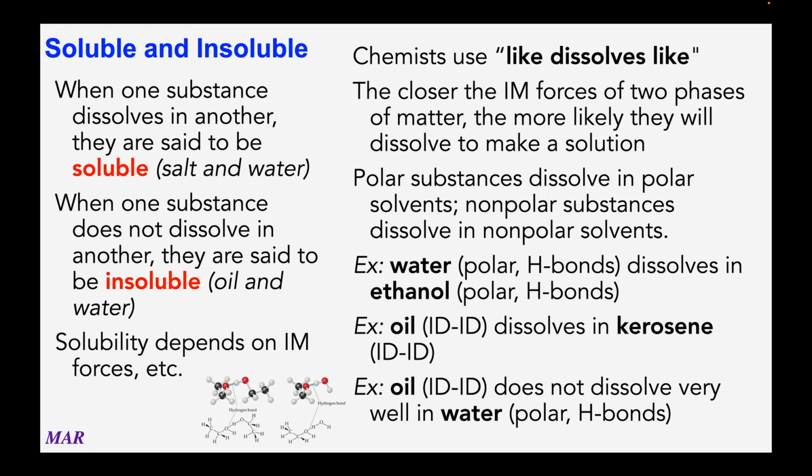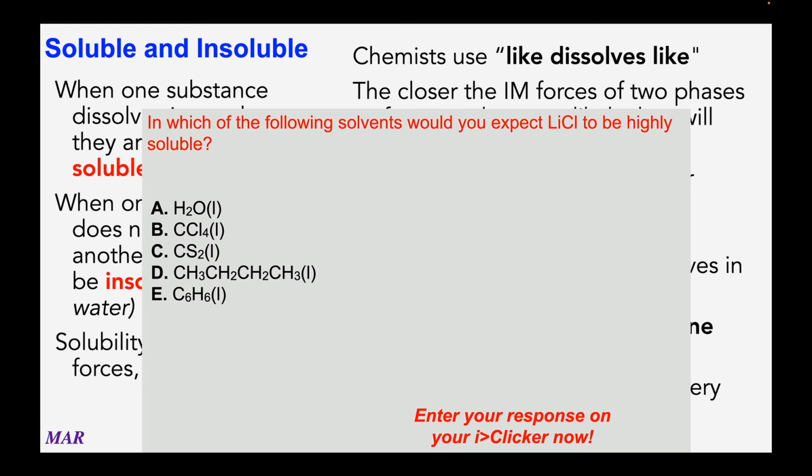And so in general, like dissolves like works really well for chemists. But you should always confirm this with data, stuff like that. So here's a question you might see. It says, which of the following solvents would you expect lithium chloride to be highly soluble? And you can see there's water, carbon tetrachloride, carbon disulfide is C, D, that compound is butane, liquid butane, and E is a compound called benzene. You don't have to worry about any of that.